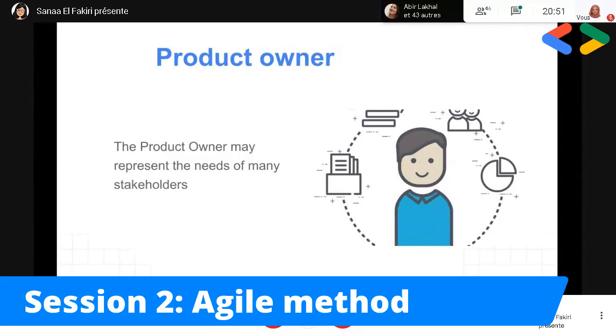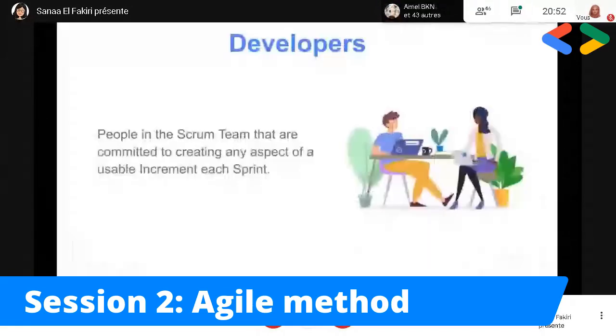What's the next element of the Scrum team? We have the developers. Obviously, the developers are the people in the Scrum team that are not the Scrum Master and not the product owner, and they are committed to creating any aspects of a usable increment each sprint. They are the people who actually work on the project in order to achieve the goal.